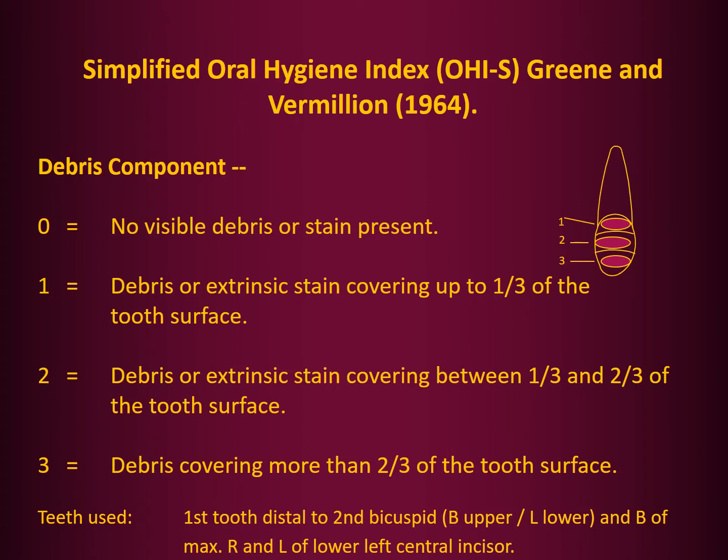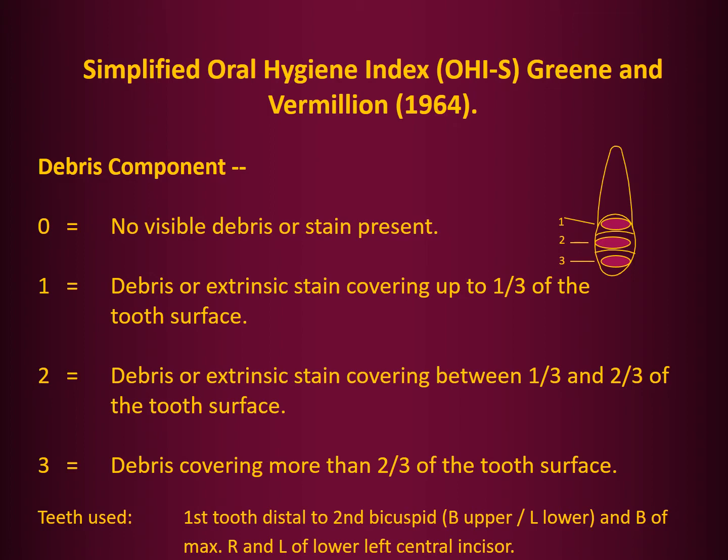Other schemes for measuring plaque include, but are not limited to, the Simplified Oral Hygiene Index, or OHI-S, system by Greene and Vermillion. In this system, it's slightly different. The tooth is divided up into 3 sections: an incisal, middle, and gingival third of the tooth surface, and the scores are from 0 to 3 as they were with the plaque index.